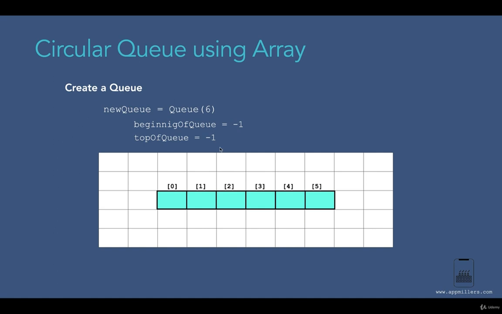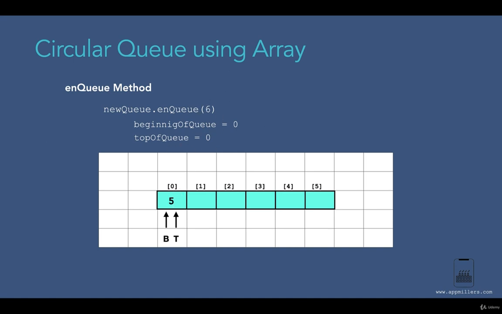Insertion in case of queue is the enqueue method, so we are going to look at how the enqueue method works in circular queue. When we initially insert elements in circular queue, it is the same as we did in the linear queue. So here we are enqueuing, for example, 5 to this queue. First we insert the element at the index of 0. Then we set the beginning of queue to 0 and top of queue to 0, because we have only one element in our queue. So beginning and end of queue are located at this 0 index.